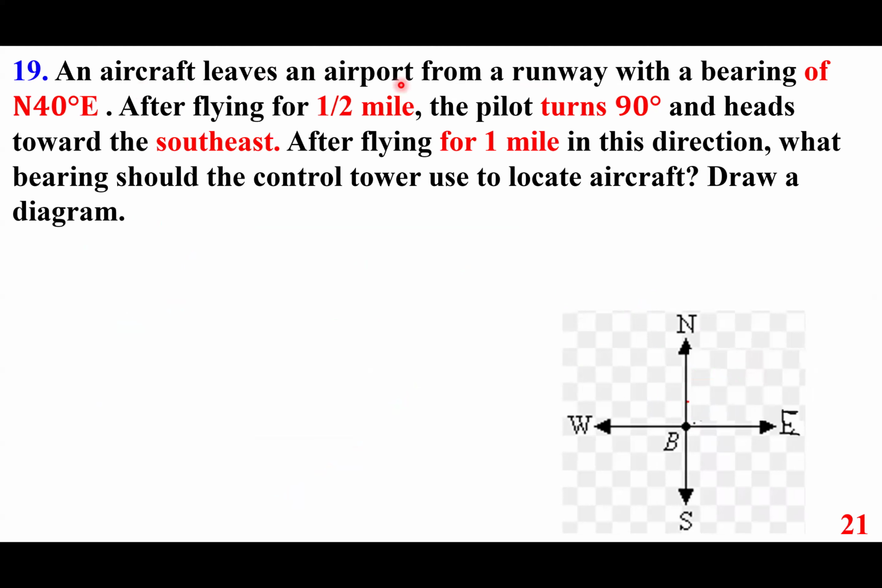An aircraft leaves an airport from a runway with a bearing of north 40 degrees east. Again, same direction. After flying for half a mile, the pilot turns 90 degrees and heads towards southeast, then this way then. After flying for 1 mile in this direction, what bearing should the control tower use to locate the aircraft?